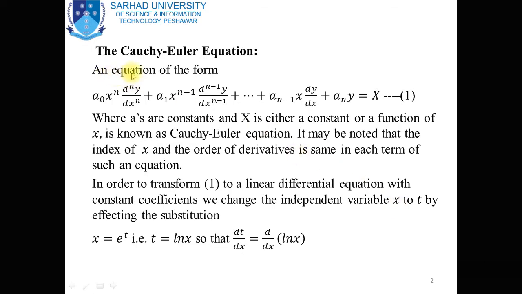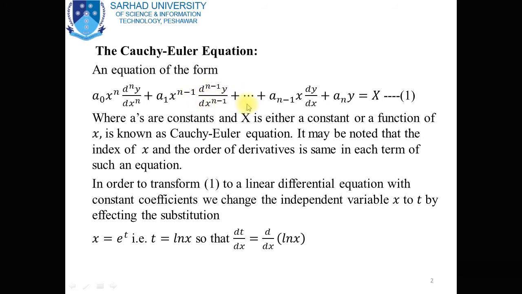An equation of the form a0 x^n d^n y/dx^n + a1 x^(n-1) d^(n-1)y/dx^(n-1) + and so on + a(n-1) x dy/dx + an y = X. This is equation number 1. In this equation number 1, the a's are constants and X is either a constant or a function of x, and it is known as the Cauchy-Euler equation. So dear students, this is the Cauchy-Euler differential equation.